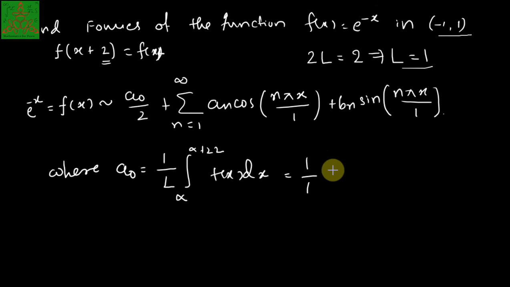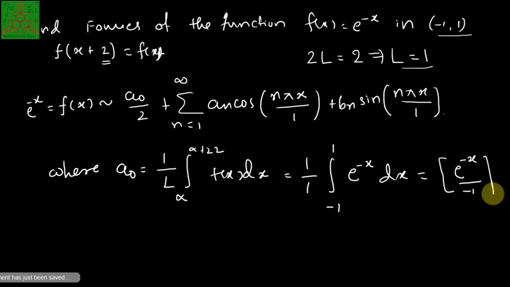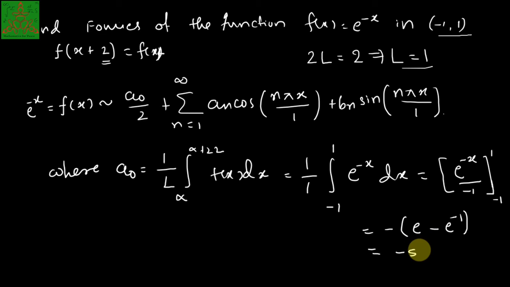L is 1, so it is 1 by 1. Alpha is 1, so that is alpha is minus 1, so that's why it is minus 1 to 1. f(x) is e power minus x dx, and we know that the integration of e power minus x is e power minus x upon minus 1, and the limit is from minus 1 to 1. So if you have to substitute the value, this is minus of e power minus 1. So hence this is minus sine hyperbolic of 1, and I just multiply by 2 here, so that's why it is 2 times sine hyperbolic of 1 we will get.